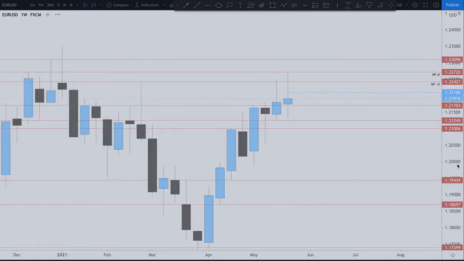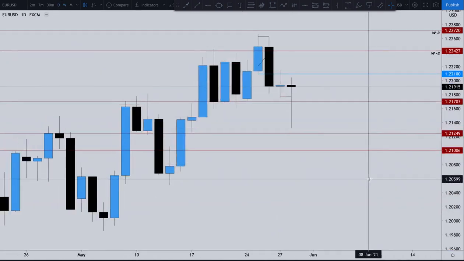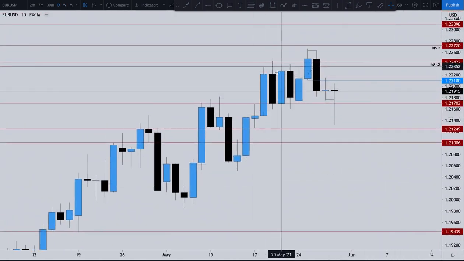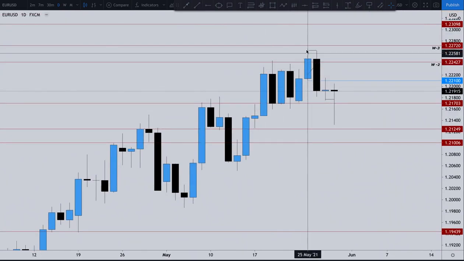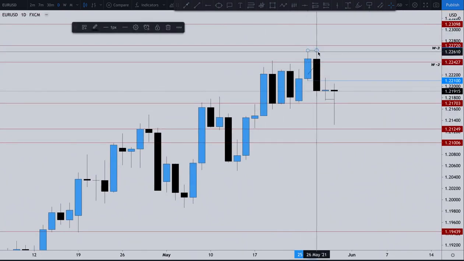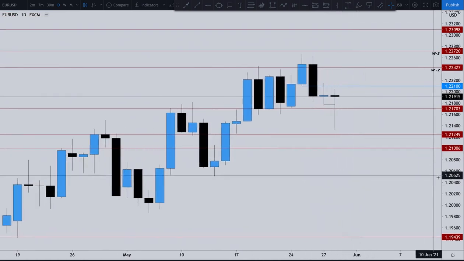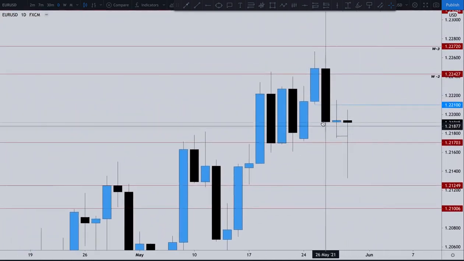Let's go into the day. The daily is a little bit sticky, a little bit messy. However, we can see up, down, up, down. We're trapped in consolidation. We have the fake out high. The next day we ripped back to the downside, and then what we've seen here is this consolidation area.